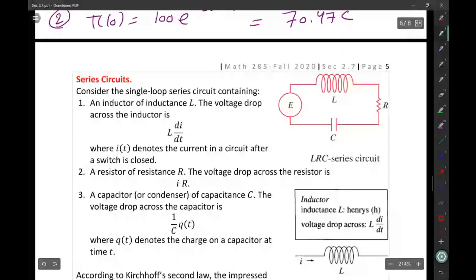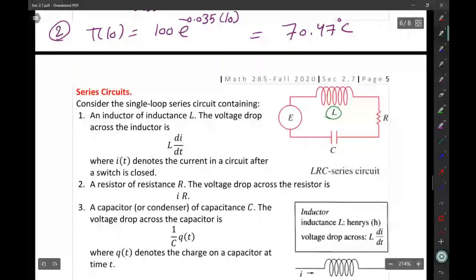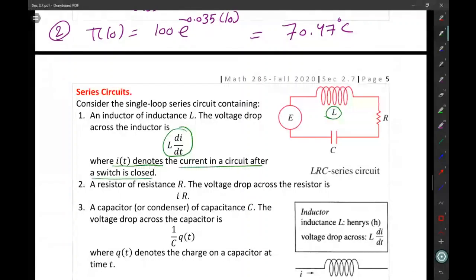Consider the single loop series circuit containing the inductor L. The voltage drop across the inductor is L times di by dt, where I of t here will denote the current in a circuit after the switch is closed. Di by dt, L times di by dt. But I of t here, what does this mean? It denotes the current in a circuit after the switch is closed.